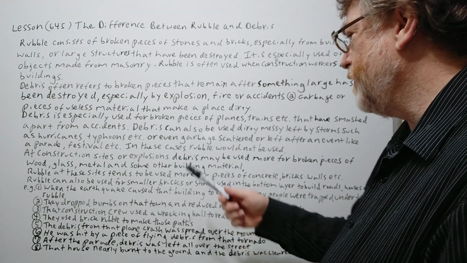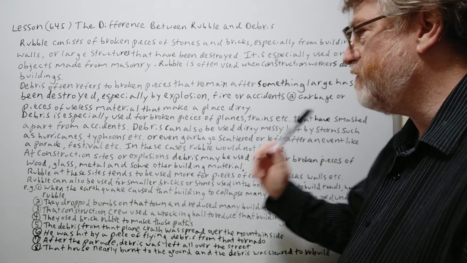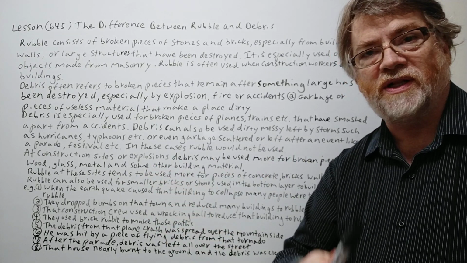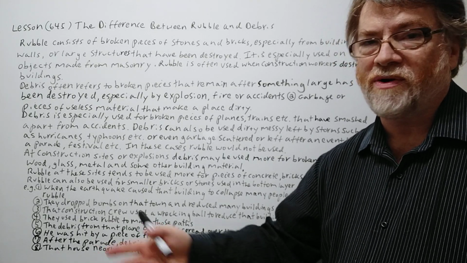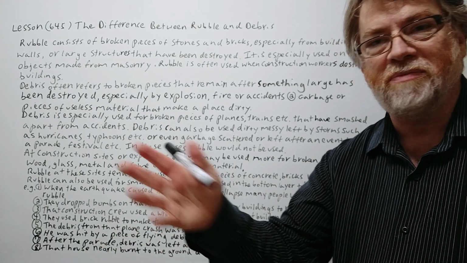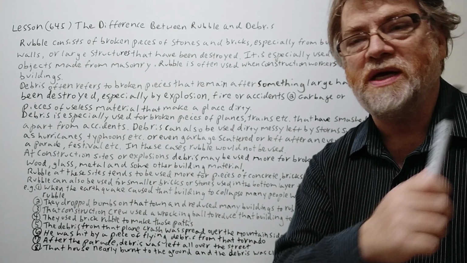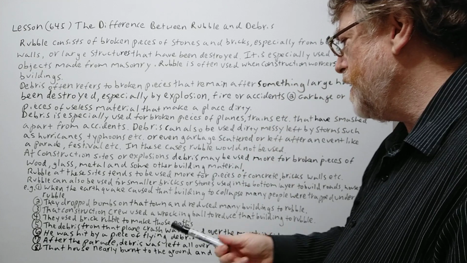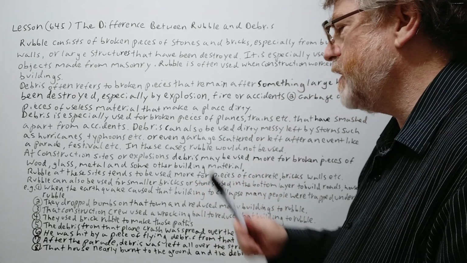All right, let's continue. Or even garbage scattered after an event, like a parade, festival, etc. Yeah, sometimes people just drop things on the floor, or garbage pails may even fill up and wind may blow them around. This would definitely be debris. This is in no way would be rubble. Let's continue. In these cases, rubble would not be used, of course.